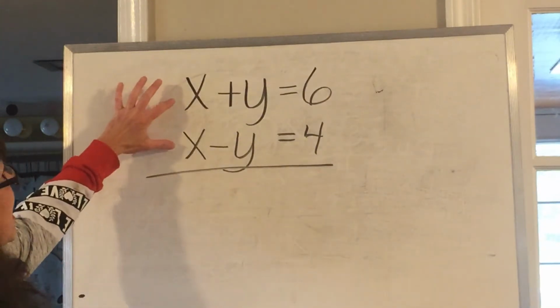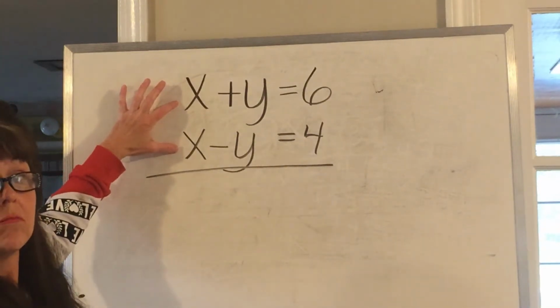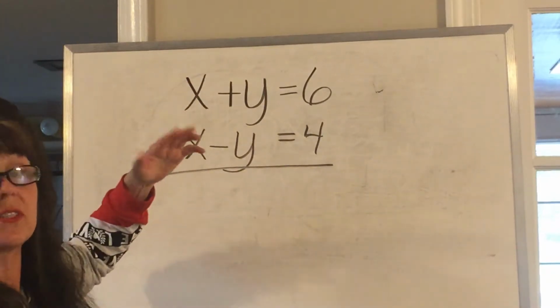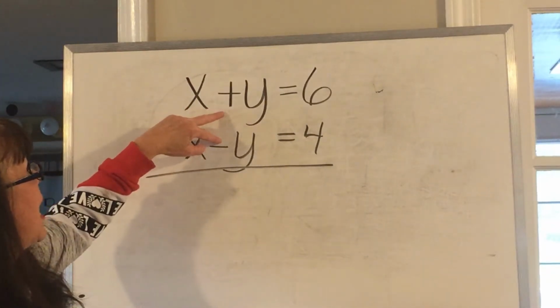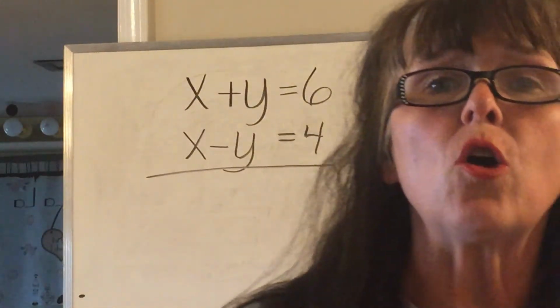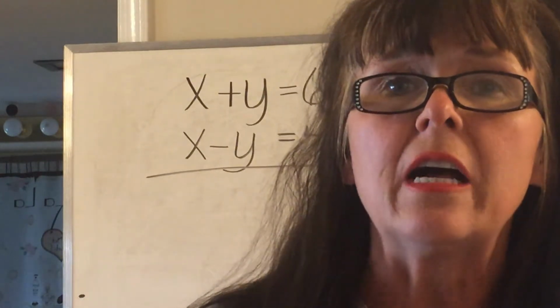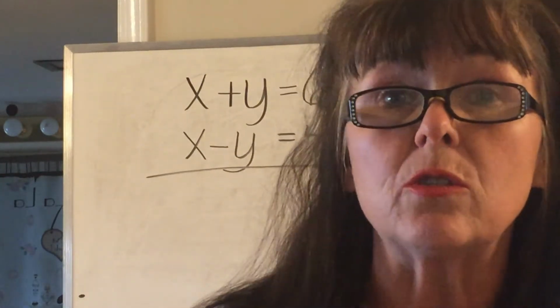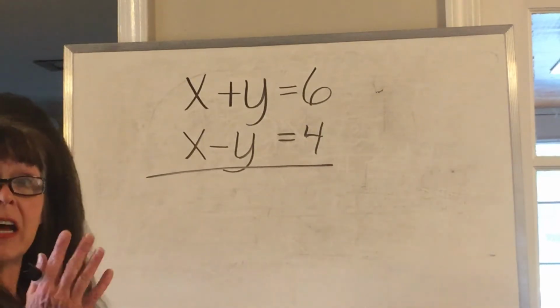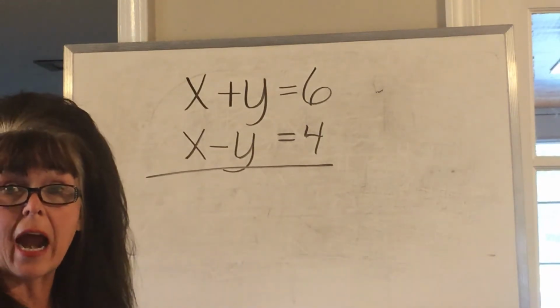So are the x's opposites? No, they're both positive, so they can't be opposites. So let's look at our y's. Are our y's opposites? The answer is yes, they are. So that's the variable that you're going to use because they're already opposites. In other words, you get to skip a step. So they're already lined up, so now you're just going to add or subtract.